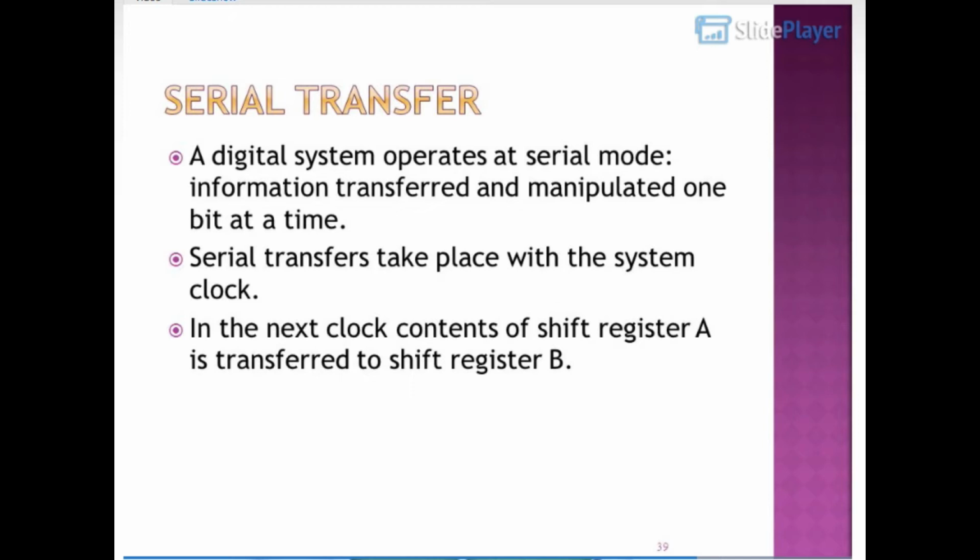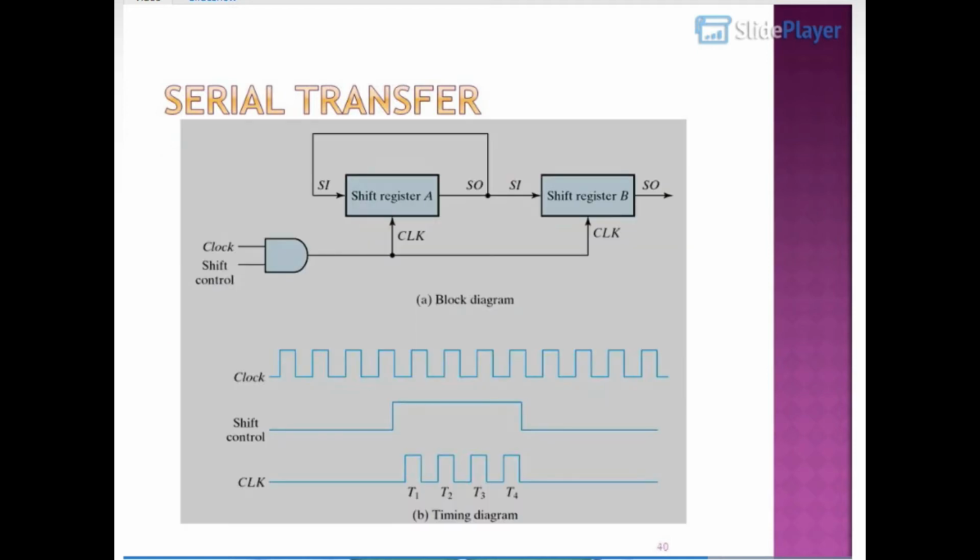Serial transfer. When a digital system operates in serial mode, information is transferred and manipulated one bit at a time. Serial transfers take place with the system clock. In the next clock, contents of shift register A are transferred to shift register B.